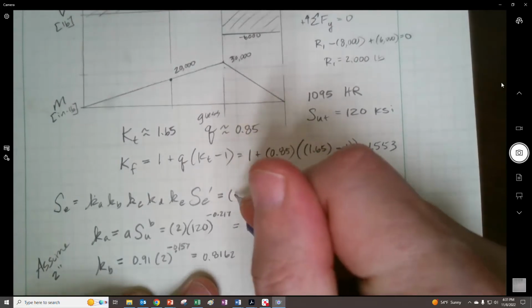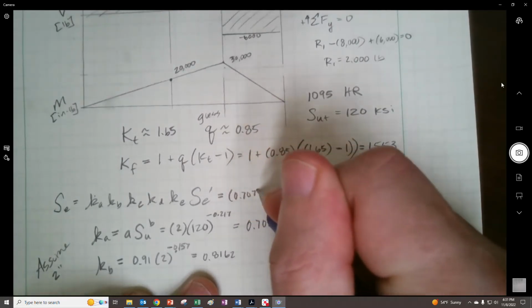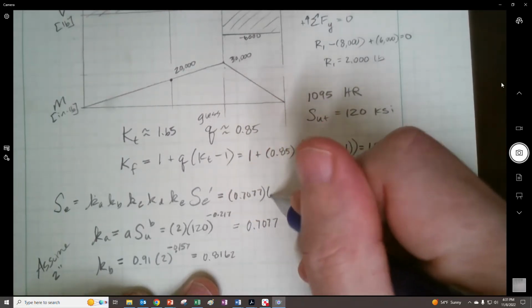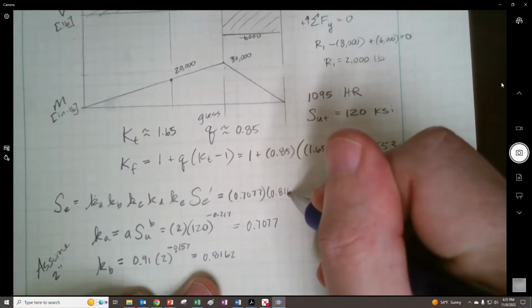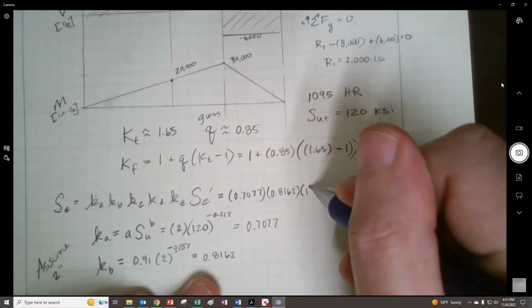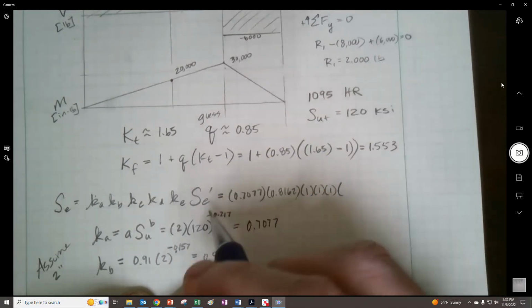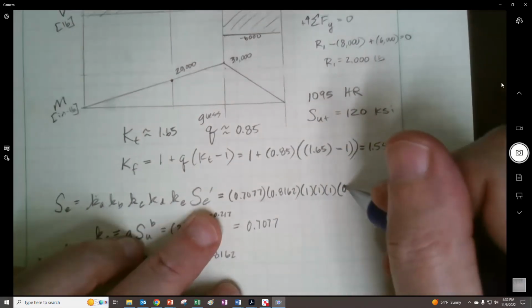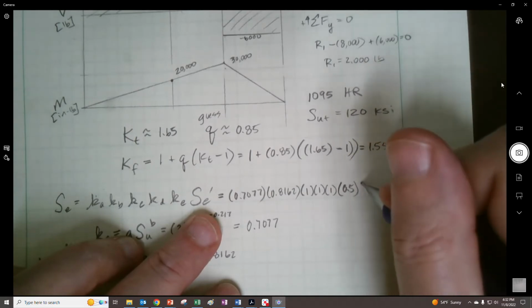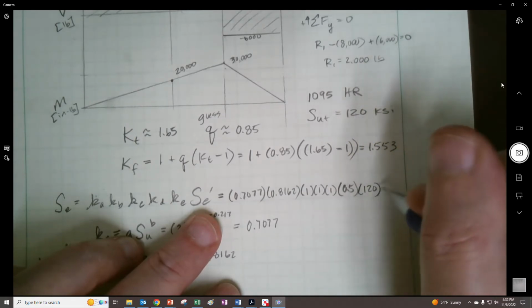And so the rest of these are going to be 1. We're going to treat them as 1. So 0.7077, 0.8162. We go 1, 1, 1. And then this one is going to be 0.5 times the ultimate strength of 120.